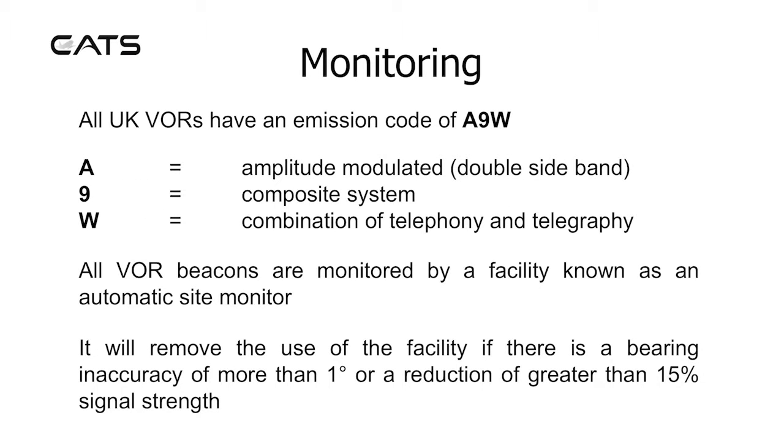Monitoring. All UK VORs have an emission code of A9W. A means amplitude modulated, double sideband, 9 is a composite system, and W means a combination of telephony and telegraphy. All VOR beacons are monitored by a facility known as an automatic site monitor. It will remove the use of the facility if there is a bearing inaccuracy of more than 1 degree or a reduction of greater than 15% signal strength.